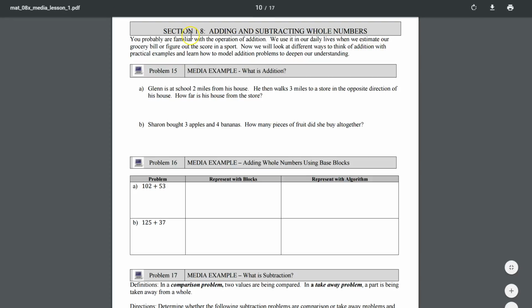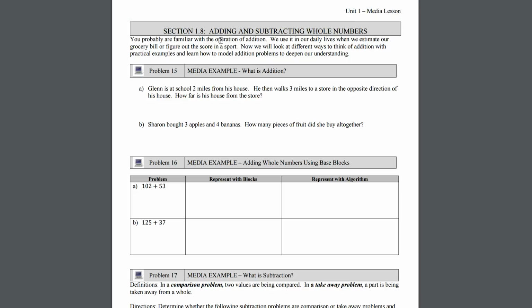In this video for Unit 1, we're going to look at Section 1.8, adding and subtracting whole numbers. So there are two things that you may not typically do in your class that I'd like you to focus on. Let's start with addition. We really want them in this section to begin to get a strong understanding of what the operations mean, and we typically do that through various contexts.